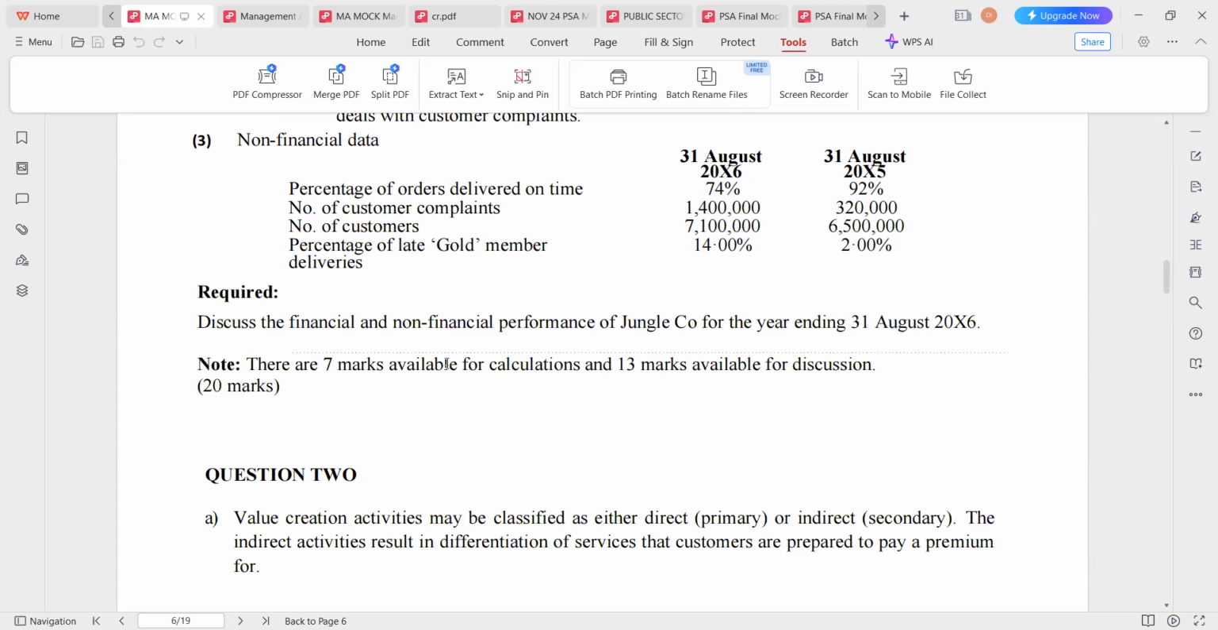One, goal congruence. Transfer pricing is used to set a uniform objective for the entire entity. So it can help us put goals together and achieve a common goal for coordination. Two, performance measurement. To also reduce taxes, the higher impact of taxes.